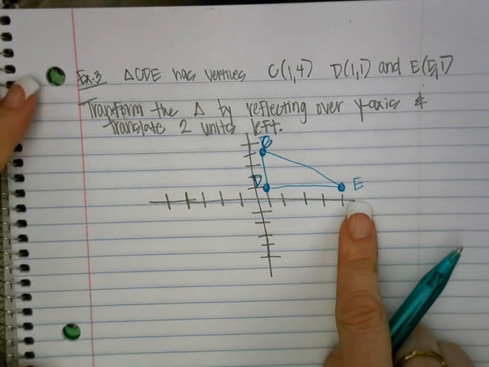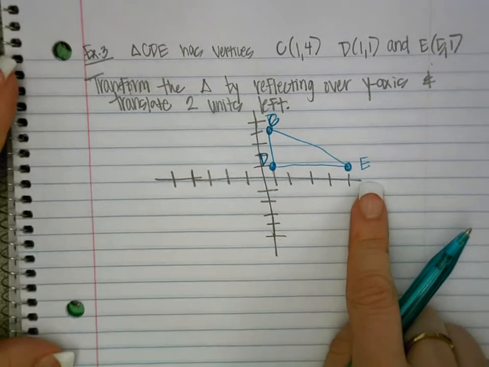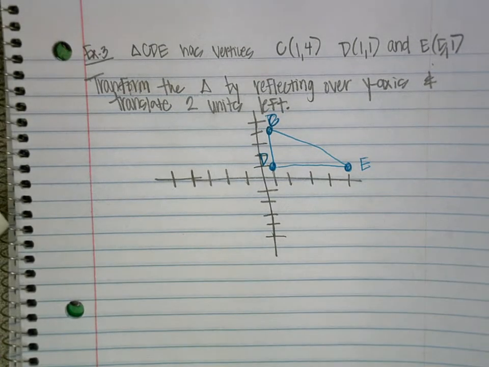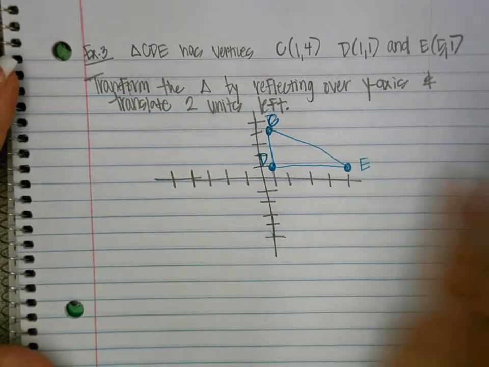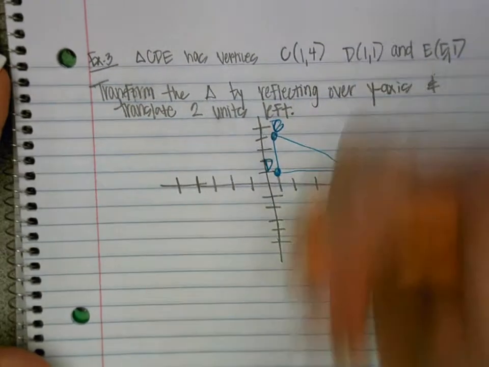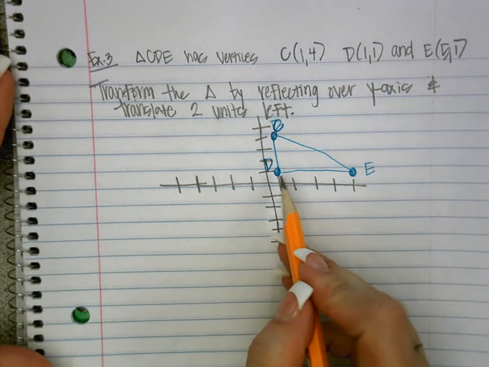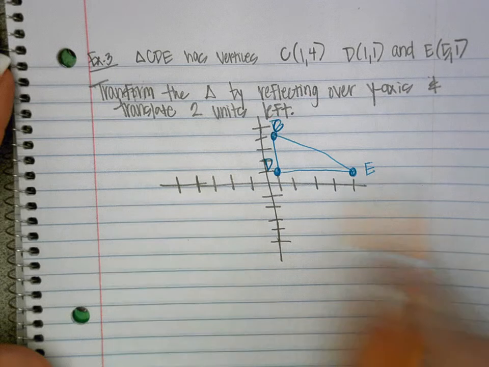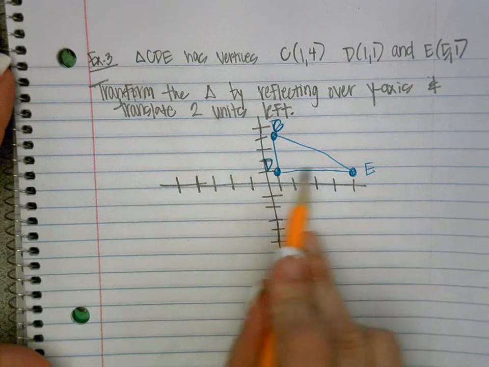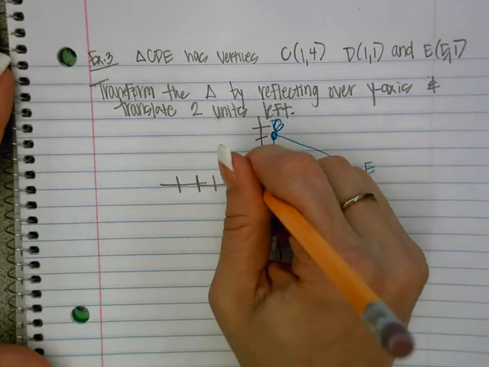Then, once you have these, I want you to reflect it over the y-axis. How do you reflect over the y-axis? Is that moving side to side or up and down? Side to side, okay? So reflection over the y-axis means it's not going to move up and down, it's going to stay on the same level. So if D was 1 away, your new D would be here.